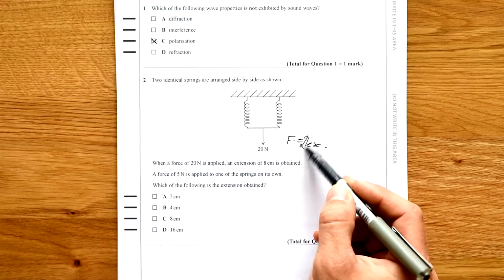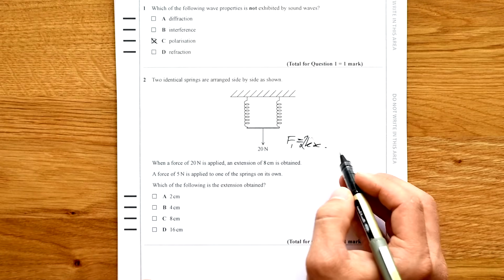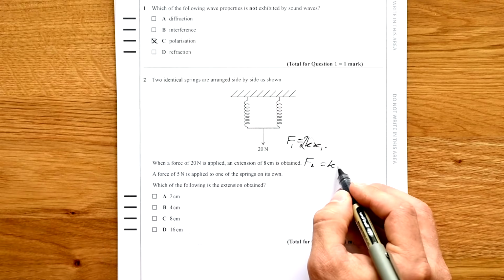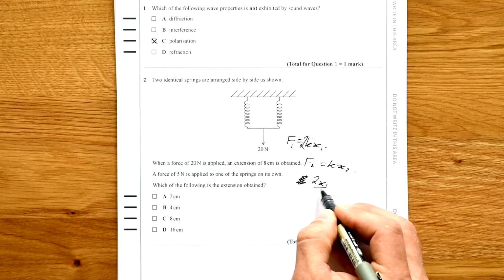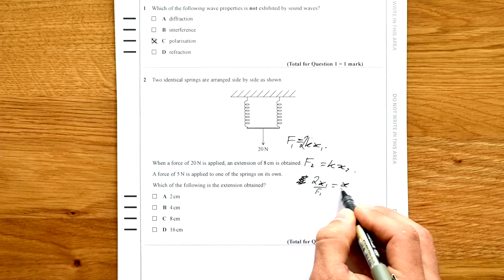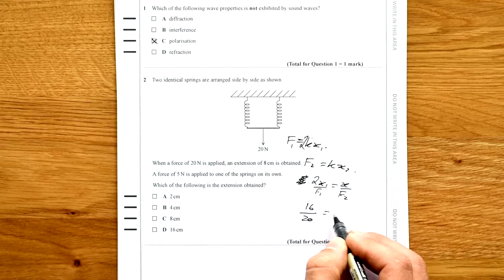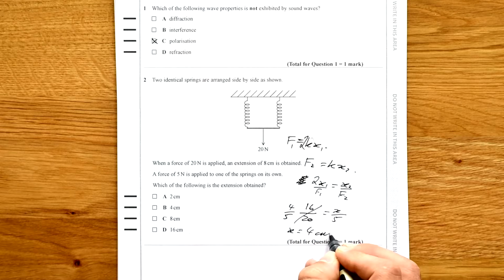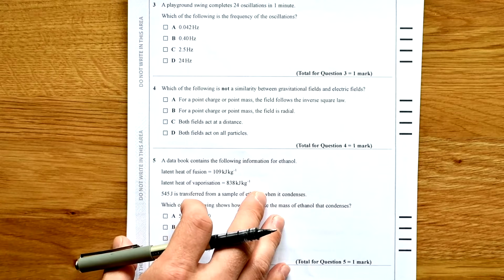So we could look for K and then just bung that into F equals Kx for the second situation, or we can just say F1 equals 2Kx1. But then in the second situation, it's just one of those springs, so it's F2 equals Kx2. So we can say that 2x1 over F1 equals x2 over F2. So that gives us 16 divided by 20 is equal to x2 divided by 5. That gives us 4/5. So therefore x is equal to 4 centimeters. It's B.